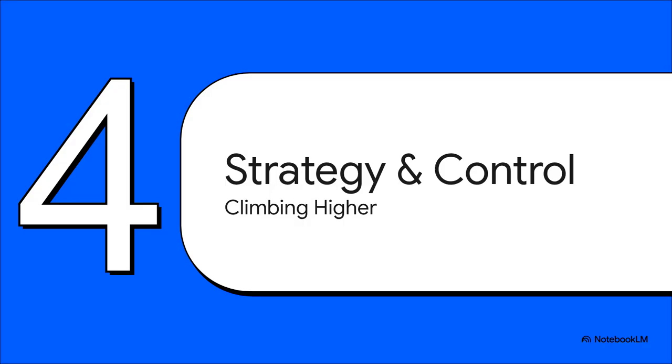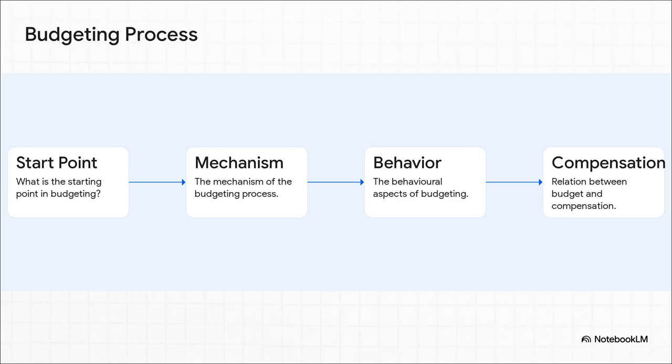Section 4. Climbing higher, strategy and control. Let's move on and see how this all builds the framework for corporate control. It starts with budgeting, which usually kicks off from a single starting point, the sales forecast. From there, we'll walk through the actual mechanical process of building a budget.